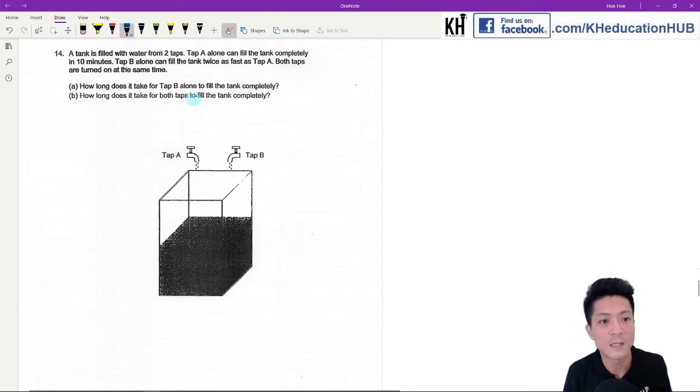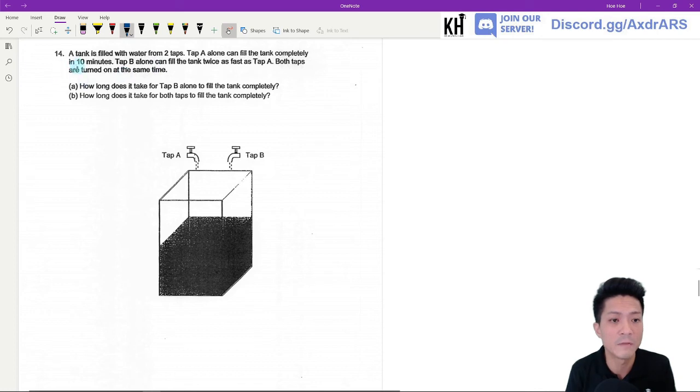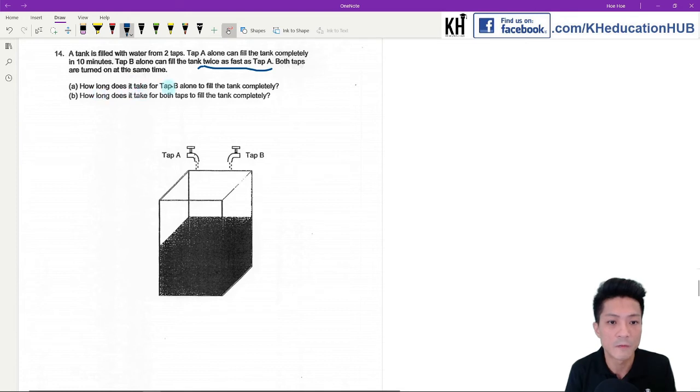Question 14. A tank is filled with water from two taps. Tap A alone can fill the tank completely in 10 minutes. Tap B alone can fill the tank twice as fast as tap A. Both taps are turned on at the same time. How long does it take for tap B alone to fill the tank completely?